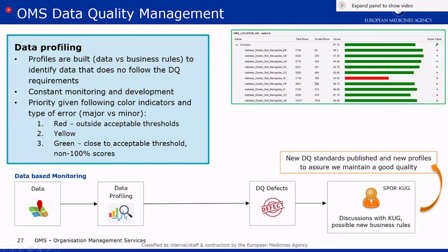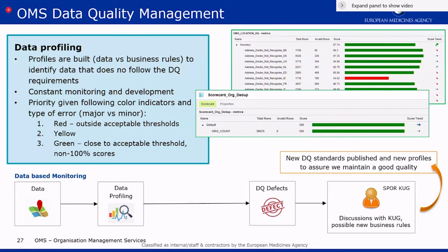So how are we going to prioritize the work? The work is prioritized following a color order. The reds are going to be our next priority. After this, there is the yellow, a mid threshold. And last but not least, we will review all the greens until all of them reach the score of 100, which means that there are no invalid rows identified.